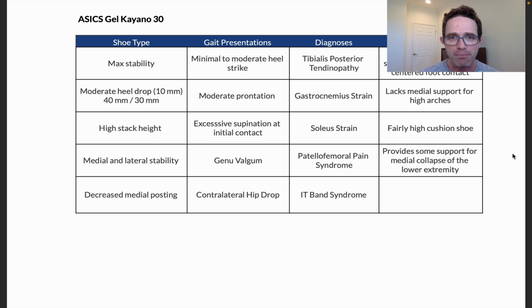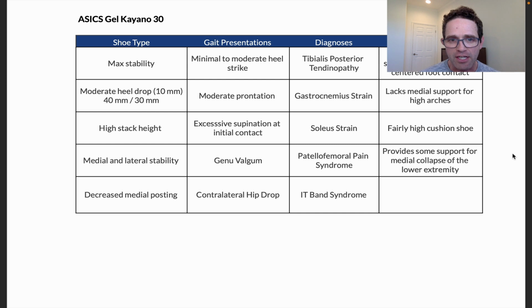So appropriate gait presentations would be minimal to moderate heel strike. And that's primarily because we have a fairly high stack height. We also have a fairly high heel drop. It's on the moderate, kind of bordering on high heel drop there. This is also going to be appropriate for moderate pronation, especially since we have that medial support, and excessive supination at initial contact with that lateral stability.